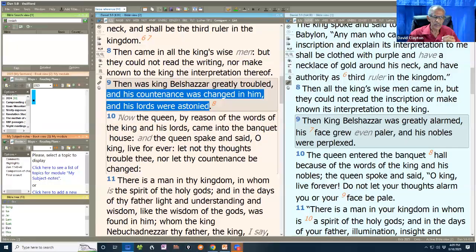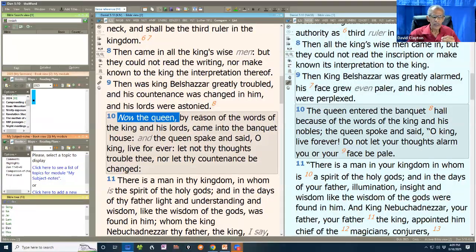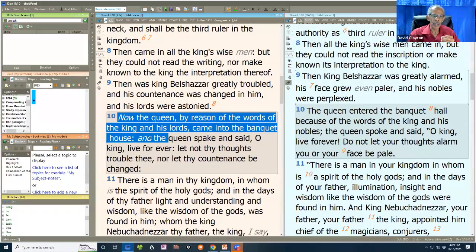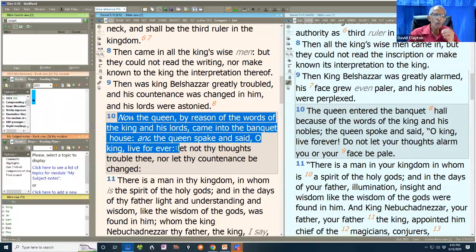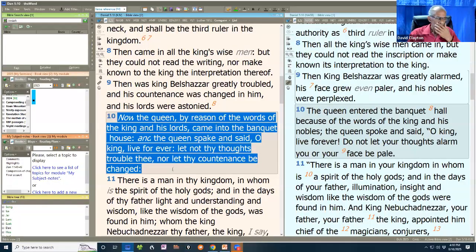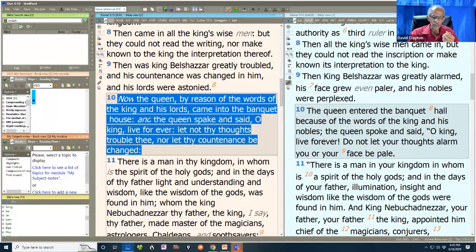It says in verse 10, now the queen, by reason of the words of the king and his lords, came into the banquet house. And the queen spake and said, O king, live forever. Let not thy thoughts trouble thee, nor let thy countenance be changed. Now I'm going to say a little bit more about something else.